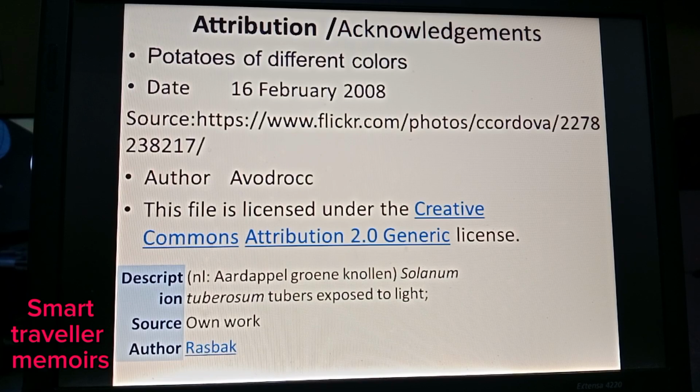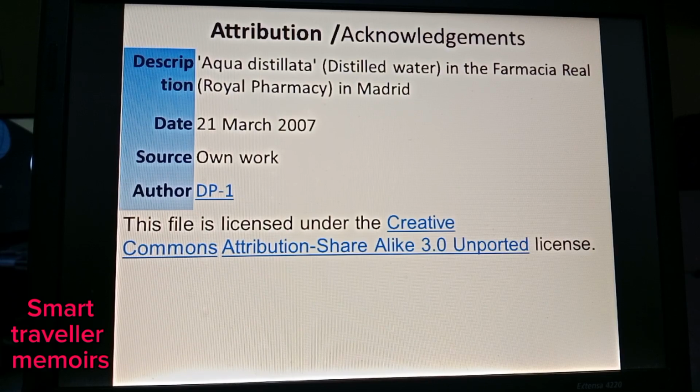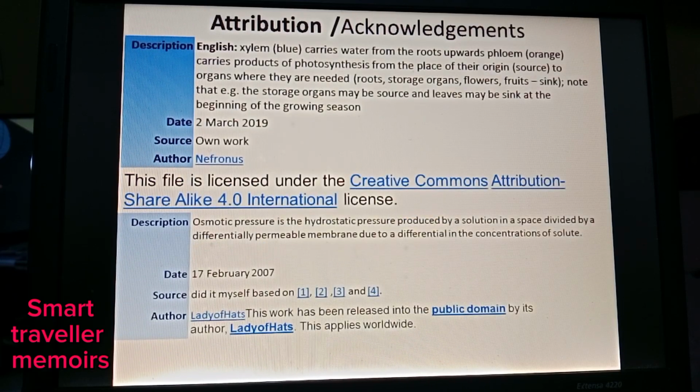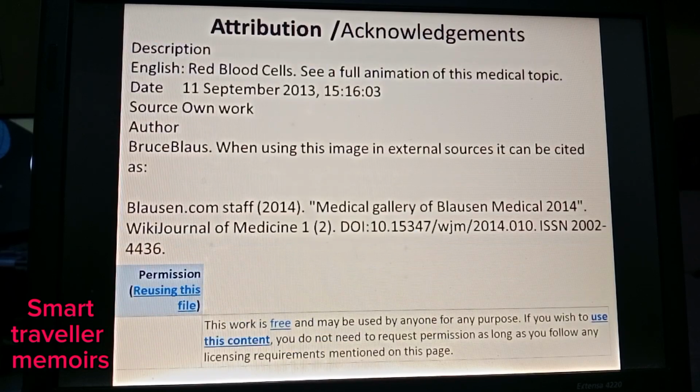Those are for the potatoes. Then we have the scalpel, bread, the sugar, the distilled water, the xylem, and the red blood cells.